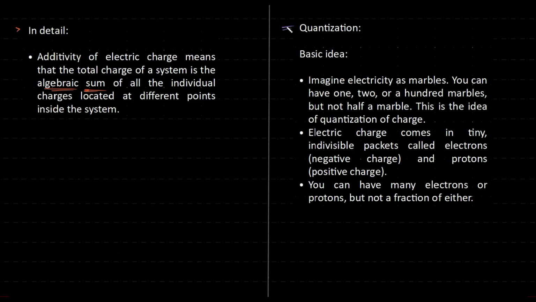Next, quantization. Quant. If you remember the word quant, what does it mean? The least possible thing. We cannot further divide it. It's as simple as that. So if you take an electron or a proton, they cannot be further divided. Actually, they can be, but talking about charges per se, we need to talk in terms of either electron or proton. That's what it means.